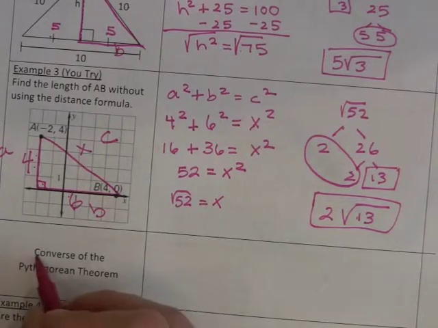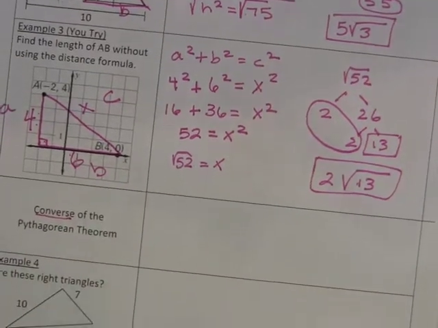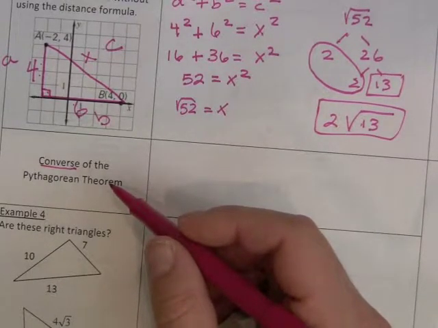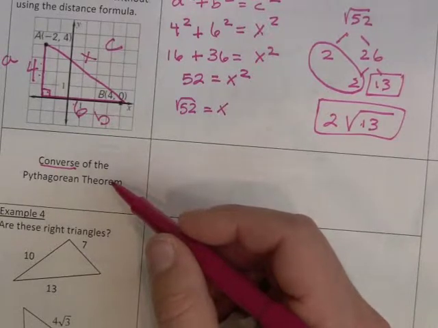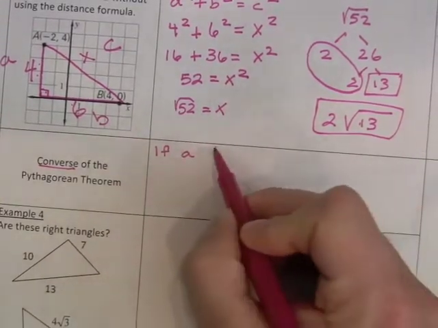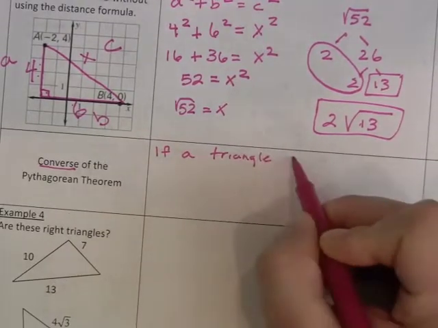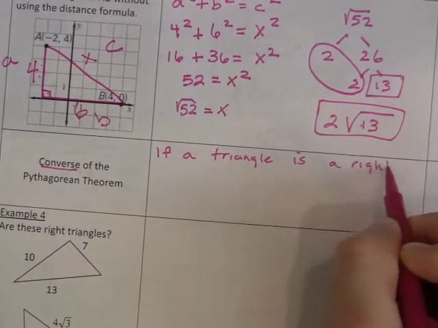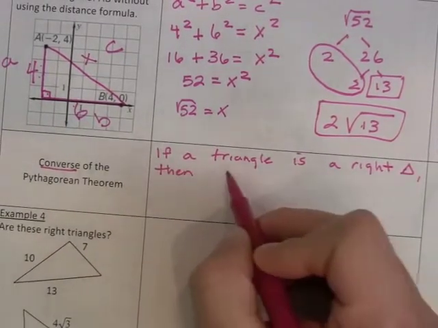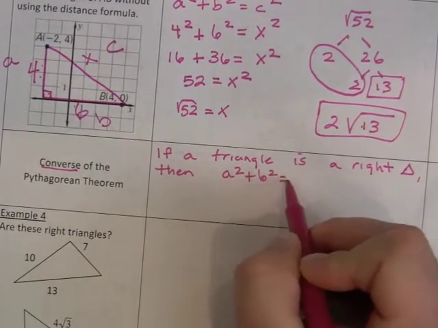Now, the converse just means the reverse. The original Pythagorean theorem says if you have a right triangle, then a squared plus b squared equals c squared. Well, what if I wanted to prove that a triangle is indeed a right triangle? I can use the Pythagorean theorem to prove that. So, if a triangle is a right triangle, then a squared plus b squared will equal c squared.